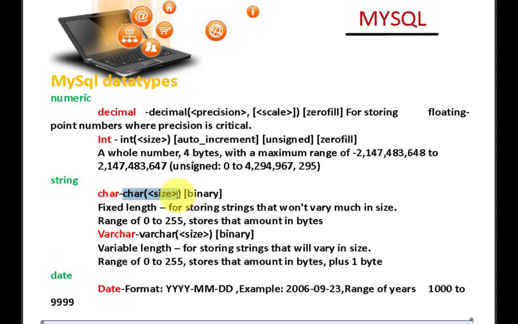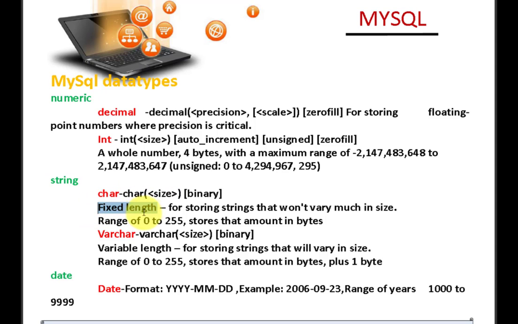The syntax of char is: you use the column name, and after the column name you assign its data type. The data type is char, and then the size, meaning how many characters you want to store in that particular column. So if you assign a size of 4, only 4 characters will be stored in that column. Any size you can assign here.